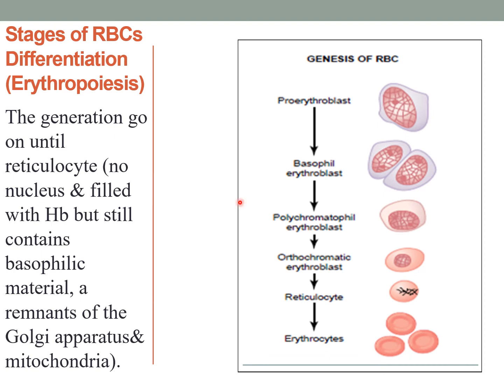After that, the generation goes on until it reaches the reticulocyte, which has no nucleus and is filled with hemoglobin. Look at the color: filled with hemoglobin, but it still contains slight basophilic blue material, and contains a remnant of the Golgi apparatus and mitochondria.